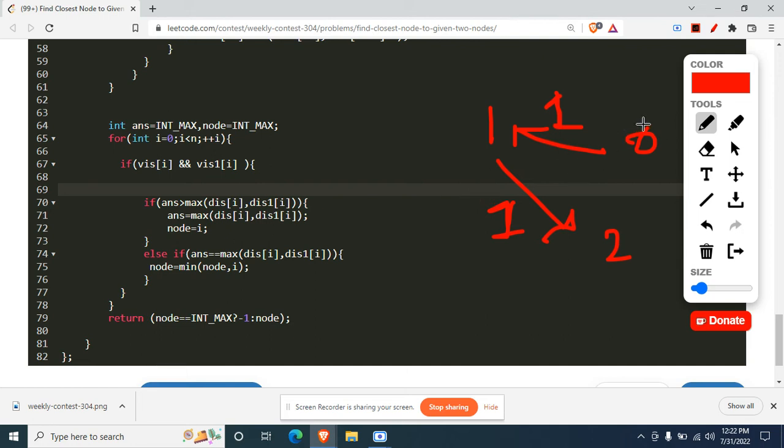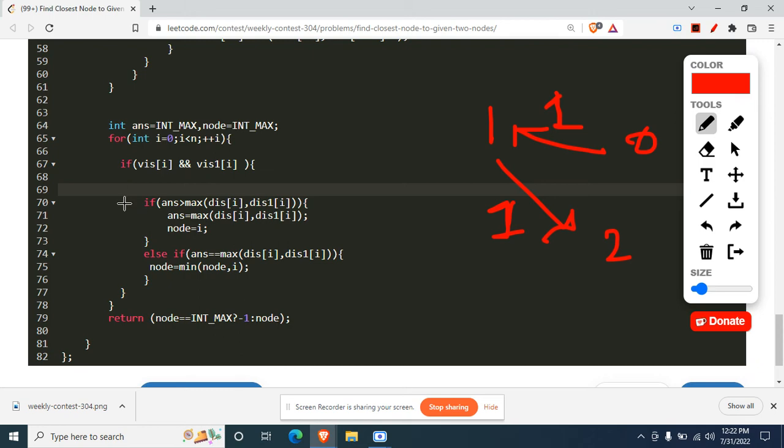And mind you, when we are starting from the node itself, if we are starting from 0, what is the distance taken to reach 0 from 0 only? It is 0, right? And if we start from 2, what is the distance? It is 0 only, right? Because we are starting from there only. Why will we take any distance from there? So that is what we have done here.